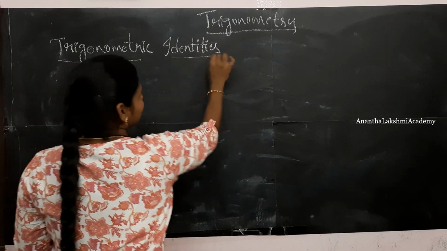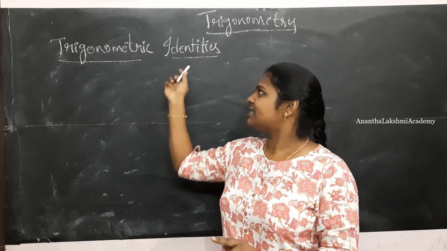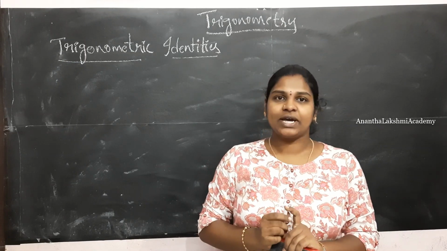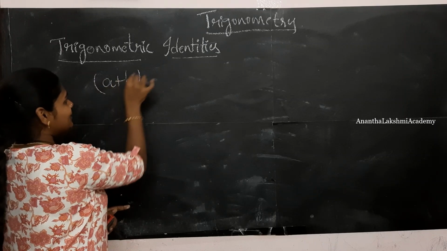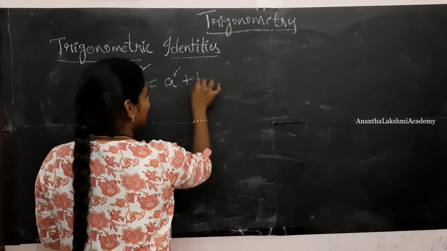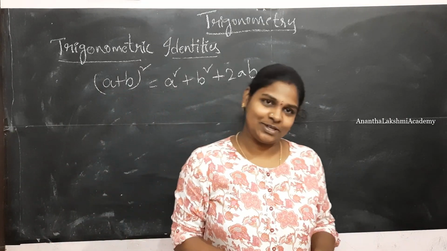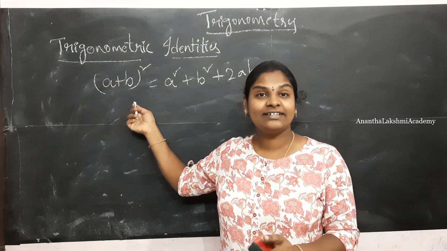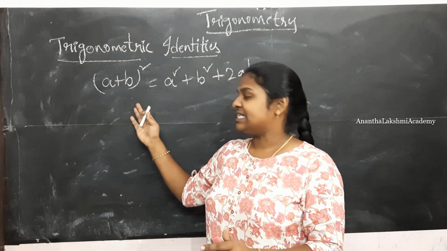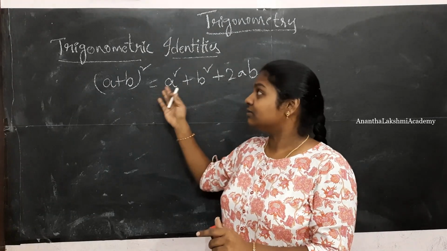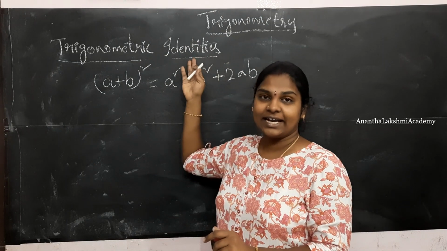Alright, today's topic is trigonometric identities. As the name says, let us get to know what an identity is first. Let me give you an example: a plus b whole square. We have learnt in our 6th standard that a plus b whole square is equal to a square plus b square plus 2ab, or a square plus 2ab plus b square, however you have learnt. This is an identity, a proven formula. If we are using an identity equation with trigonometric ratios, then that is known as trigonometric identities.